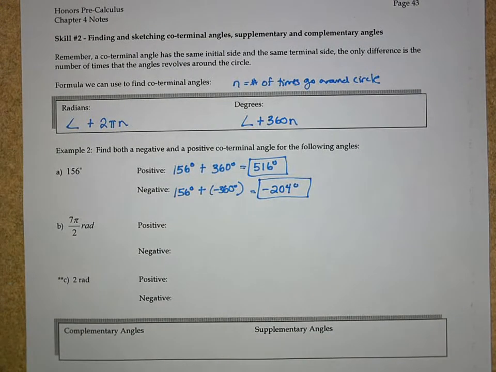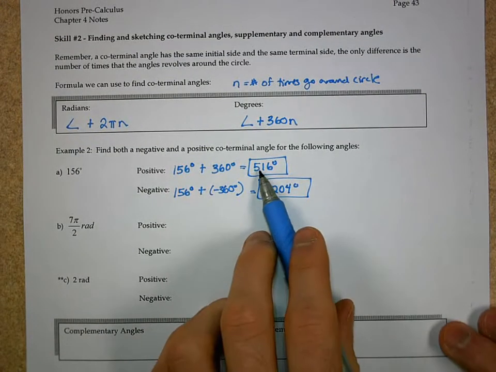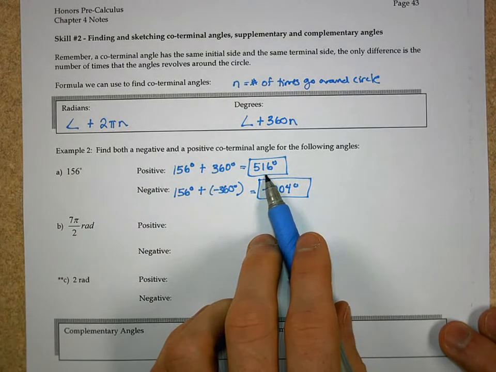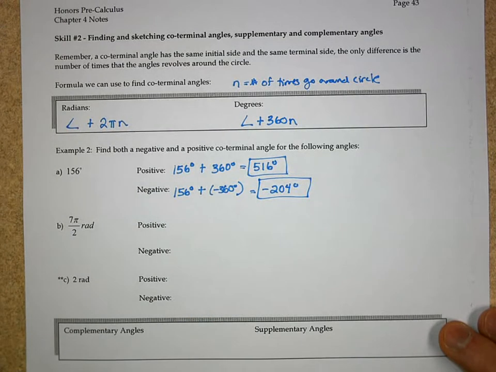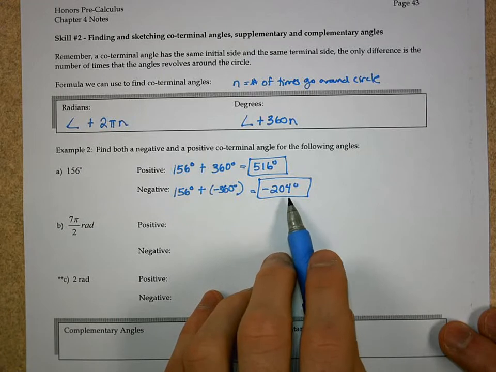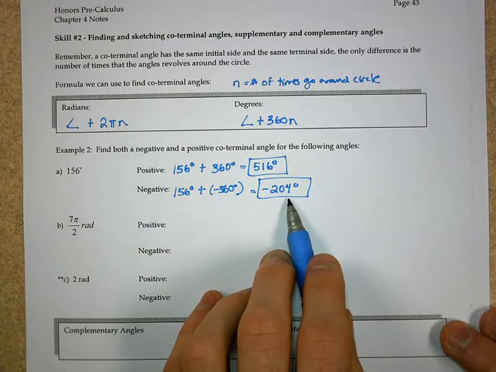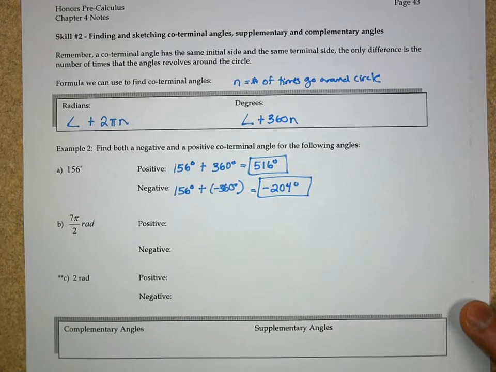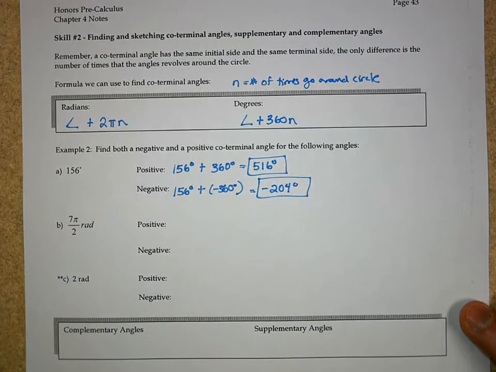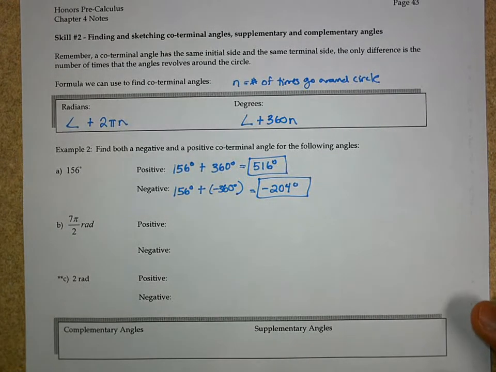These are not the only answers. I could add another 360 to this 516 and get another positive coterminal angle. And I could subtract another 360 from this negative 204 and get another negative coterminal angle. So there's an unlimited number of coterminal angles that you could find. You're always adding or subtracting 360, or adding or subtracting 2 pi, depending if you're in radians versus degrees.